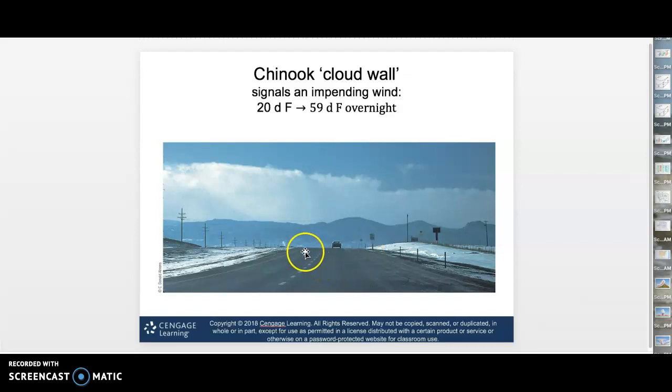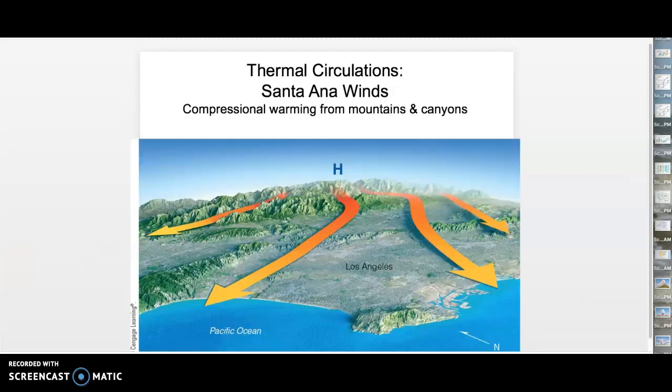This is actually looking west. So you are on the eastern plateau of Colorado, looking west to the Rocky Mountains, and you are seeing what's called a Chinook cloud wall. The Chinook cloud wall is coming in from the western side of the Rockies. When people on the Colorado plains see this, they know it's about to get very warm very fast. In this particular photograph, the temperature went from 20 degrees Fahrenheit at the beginning of the night to 60 degrees Fahrenheit by dawn. That's a huge 40-degree increase in the middle of the winter. So Chinook winds can be very powerful.